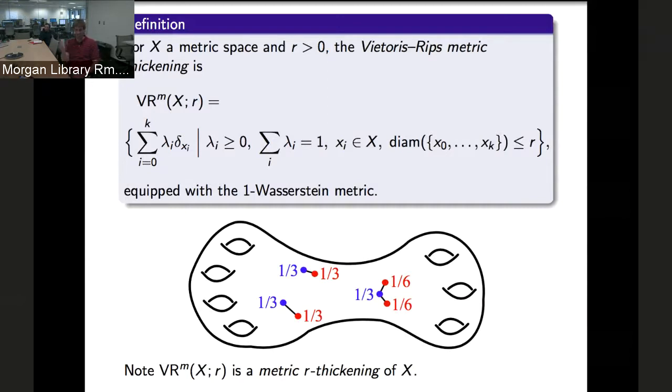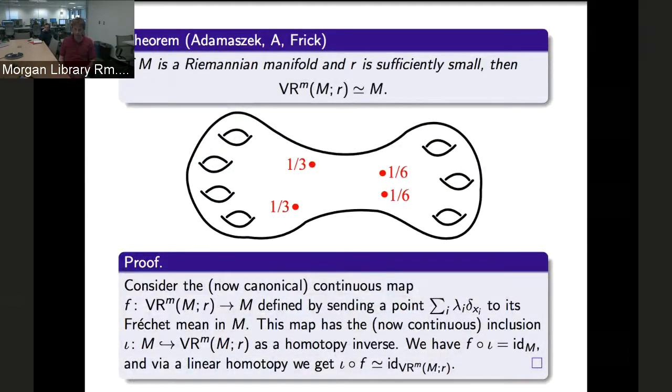In particular, the inclusion from X into the metric Rips thickening is going to be continuous, whereas it wasn't in Hausmann's case. It wasn't for the Vietoris-Rips simplicial complex. All right, great. So let's give a proof of Hausmann's theorem now for this metric Vietoris-Rips thickening. And my hope is that you'll buy that this is a simpler proof. The statement is that if you have a Riemannian manifold and your scale parameter is sufficiently small, then the metric Rips thickening of the manifold again has the homotopy type of the manifold, now with a simpler proof.